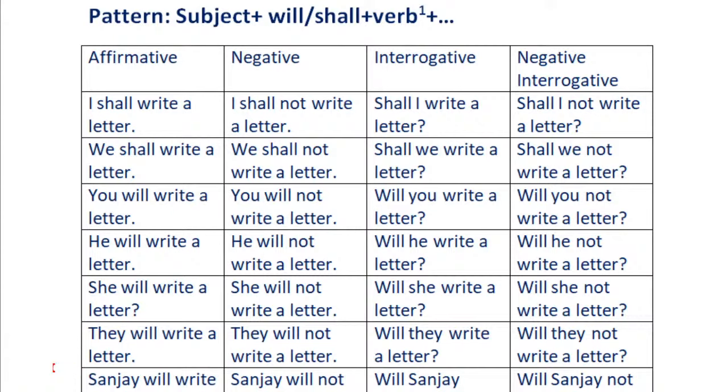When an action has not yet taken place but is to take place in the future, these are called future actions. Future actions indicate the actions taking place in future time. Its pattern is subject, will or shall, and the first form of the verb. First we take the subject, then will or shall, and then verb one, the original form of the verb.